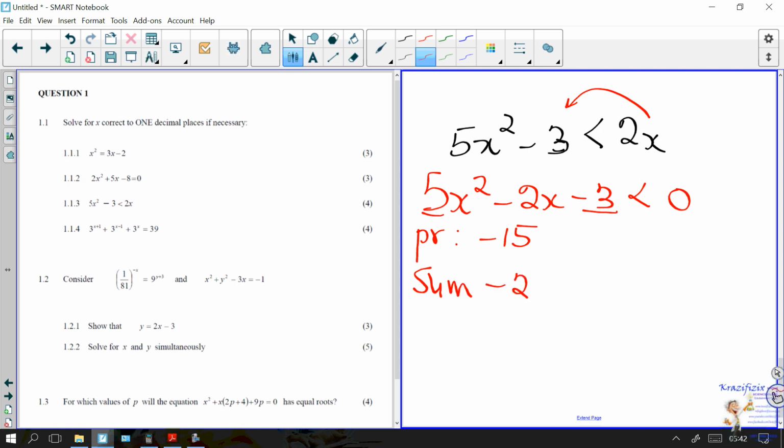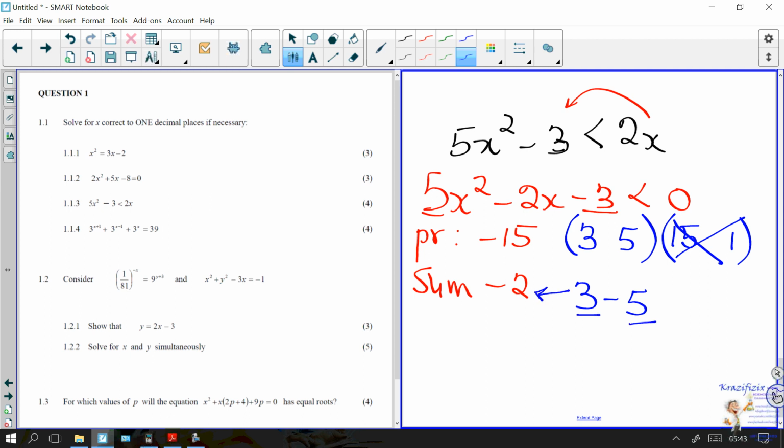Now, do I have factors of 15? I have 3 times 5, all right? And I also have 15 and 1. So which one of them would possibly give me a negative 2? Okay, this one is automatically out. For me to have a negative 2, I need a 3 minus 5. Now let's check. 3 minus 5 would give me negative 2. Perfect. 3 times negative 5 would give me negative what? 15. Then I've got my factors.